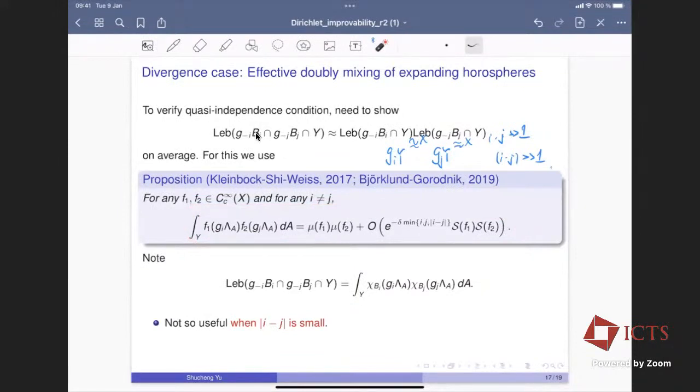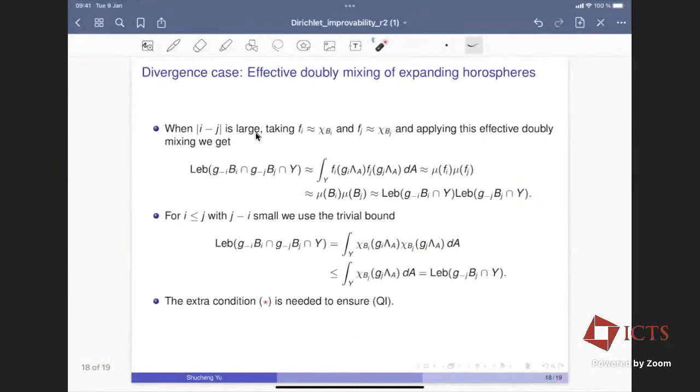But there's a problem with this theorem: it only works well when i and j are very far away from each other. If i and j are close, these two orbits are kind of close to each other, so you don't have very good mixing. But if you apply this double mixing theorem when i minus j is large, and I take f_i, f_j to be the smooth approximations of these two indicator functions, eventually you can show that the Lebesgue measure of this triple intersection is close to the product of these two Lebesgue measures.